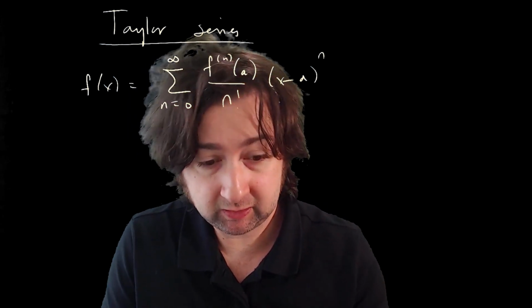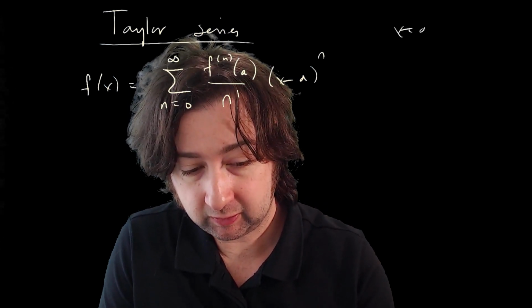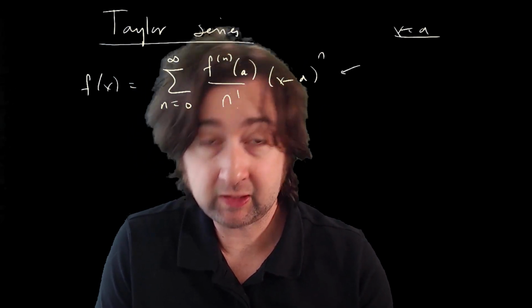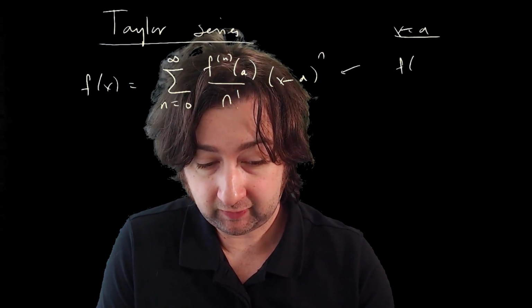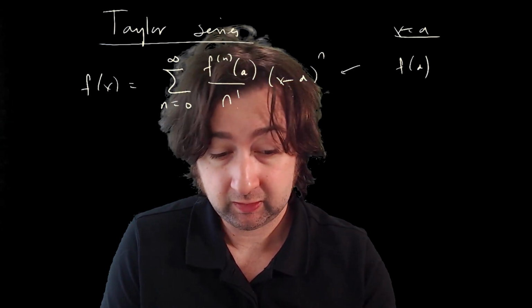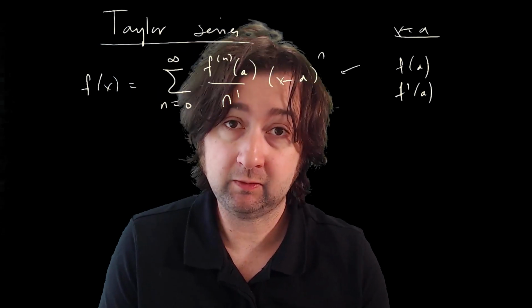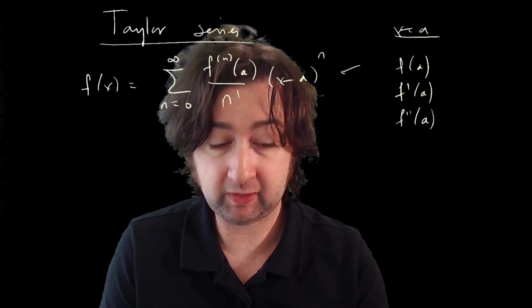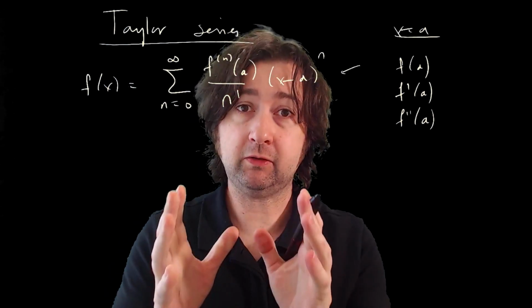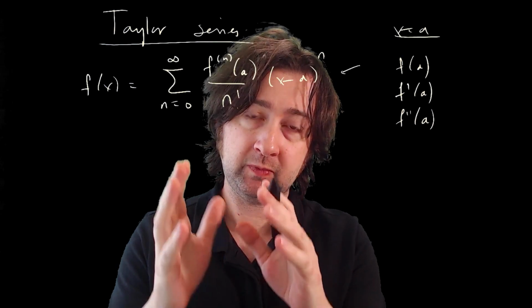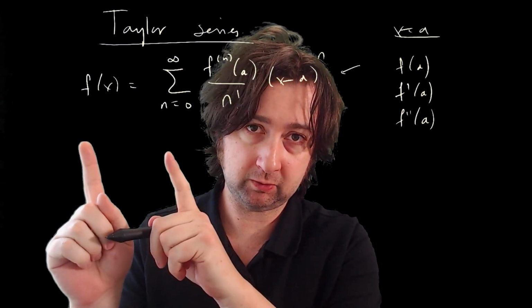So what I mean is that if I looked at x is equal to a, this thing turns into f of a. And also if you took its derivative, it matches at f prime of a. And if you took two derivatives, it matches at f prime prime of a, and so on. So the Taylor series is the unique power series that has the property that its derivatives match the function.